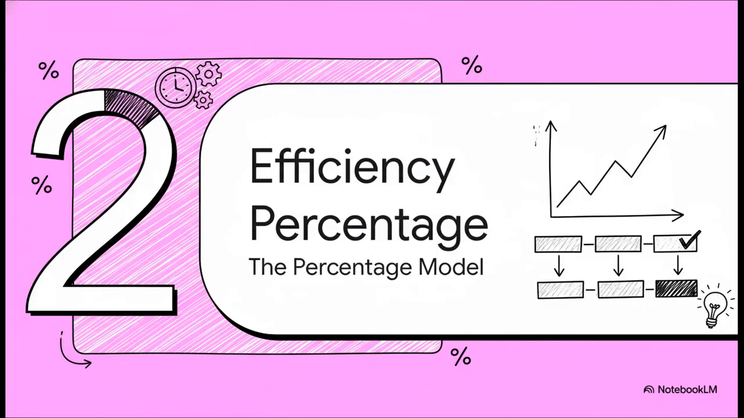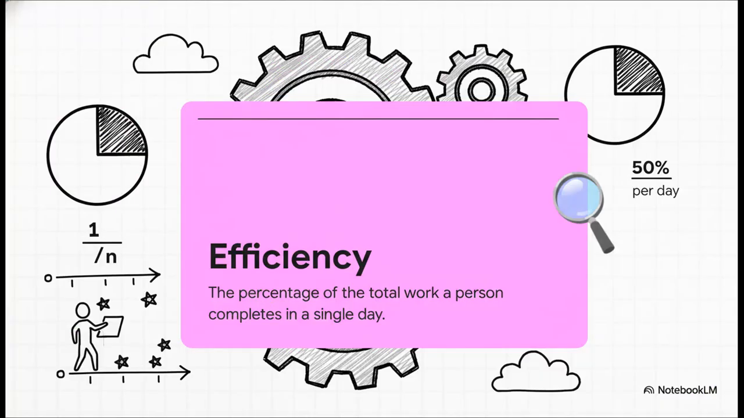First up, let's talk about the efficiency percentage model. I actually really like this one because it's so intuitive. It's all about thinking, okay, what percentage of the total job gets done every single day? So the core idea is pretty simple. If a person takes, let's say, n days to finish a job, their daily efficiency is just 100% divided by n. So for example, if a job takes you 2 days, you're doing 50% of the work each day. Makes sense, right? Simple as that.